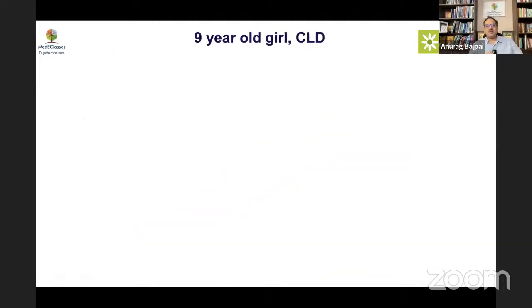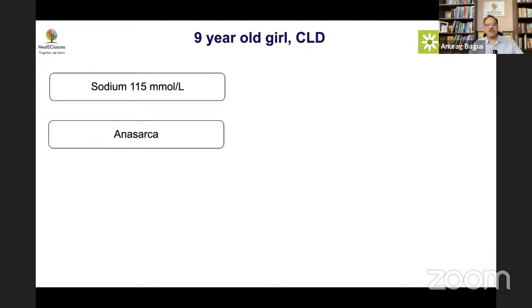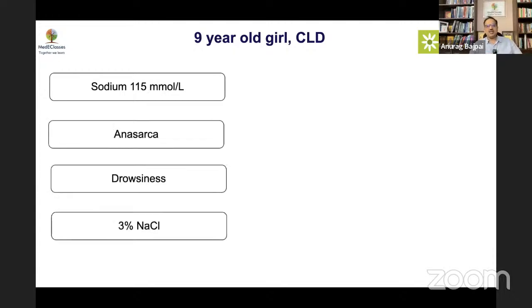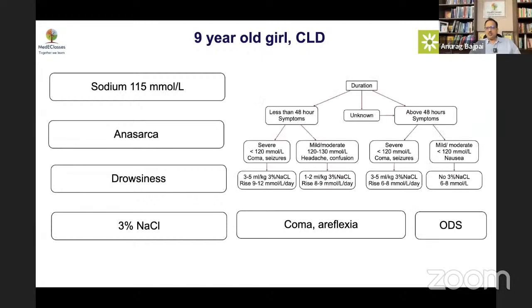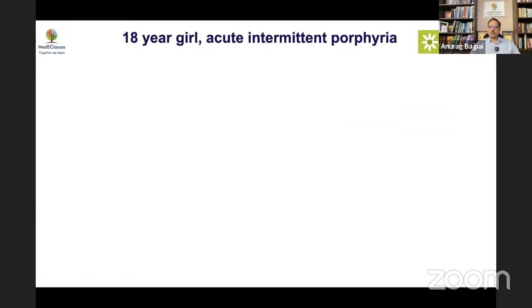Now a 9-year-old girl with CLD, sodium is 115, anasarca, drowsiness. Here 3% saline was given. This is not really recommended because this drowsiness could be because of hepatic encephalopathy. She may have chronic hyponatremia. So no point in doing that, and you will have severe problems. If your duration is above 48 hours, generally do not give 3% saline. That's the big message.